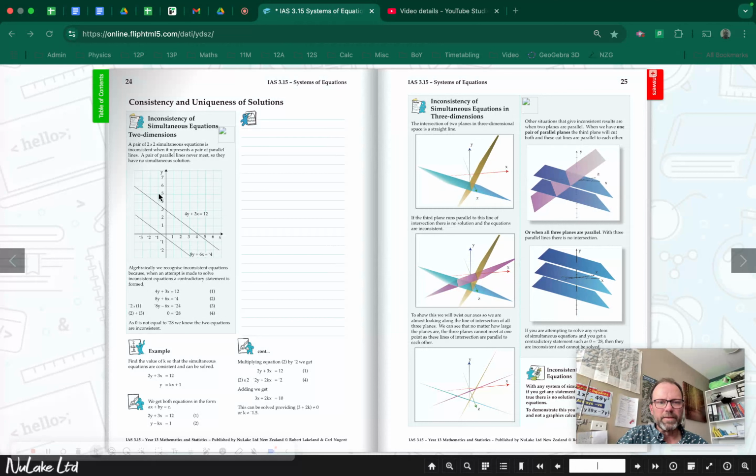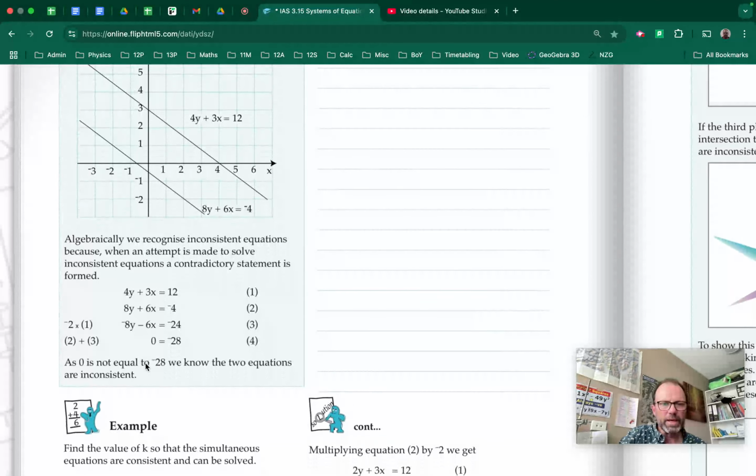Okay, so the key thing is if you had these equations and you did the algebra to eliminate them, as you've been doing previously, you would get something strange. Okay, now let's just zoom in here. And what you get is a contradictory statement. For example, doing the algebra, taking equation 1, times it by 2, you get this. If you add 2 and 3, boom, 0 does not equal negative 28. That's a false statement. That's the word I use, actually, false statement.